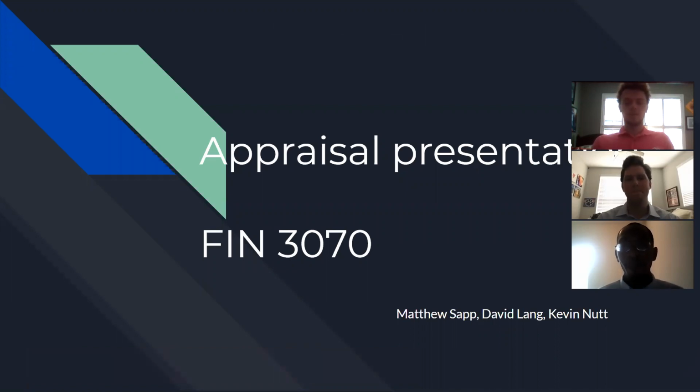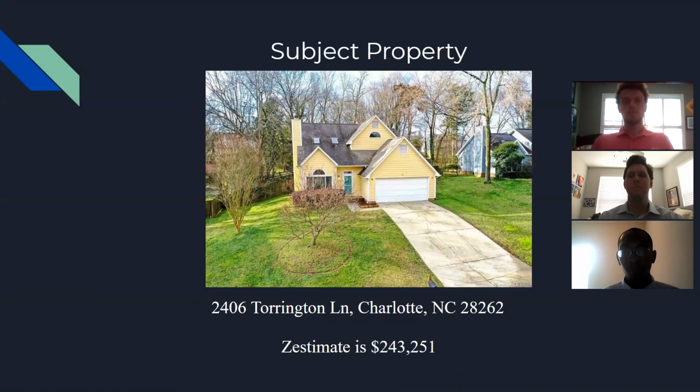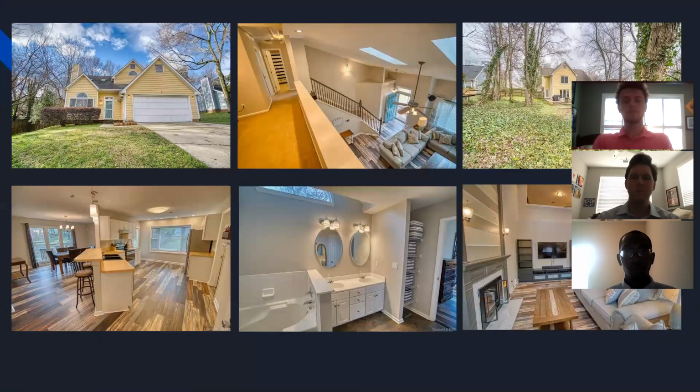And Kevin Nutt, and we're here to present our findings of our real estate appraisal on our selected property. So we chose a house in the Charlotte, North Carolina area that was for sale with 3 bedrooms and 2.5 bathrooms. The estimate, according to Zillow, was around $243,000. So we performed an appraisal to see how much we thought the house was worth. So here we have some pictures of the exterior and interior features of the home.